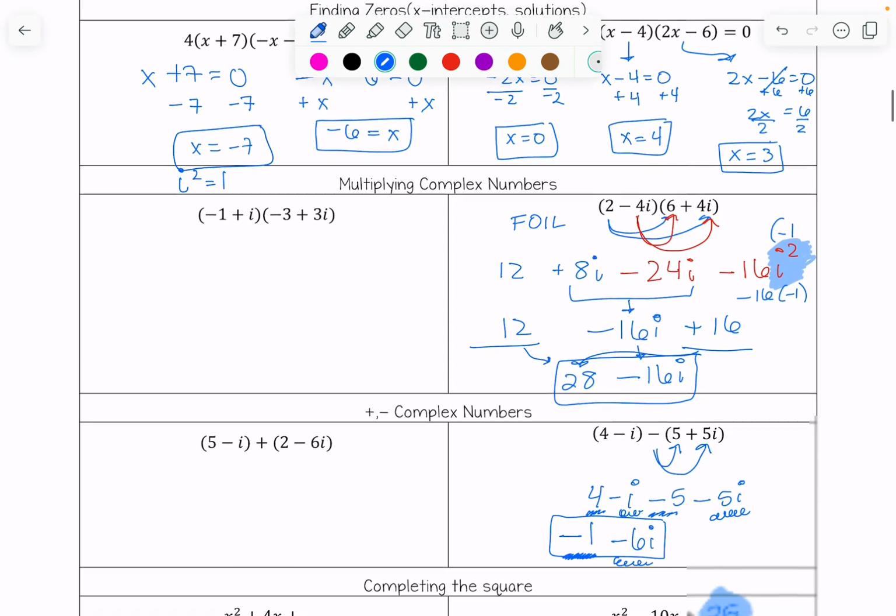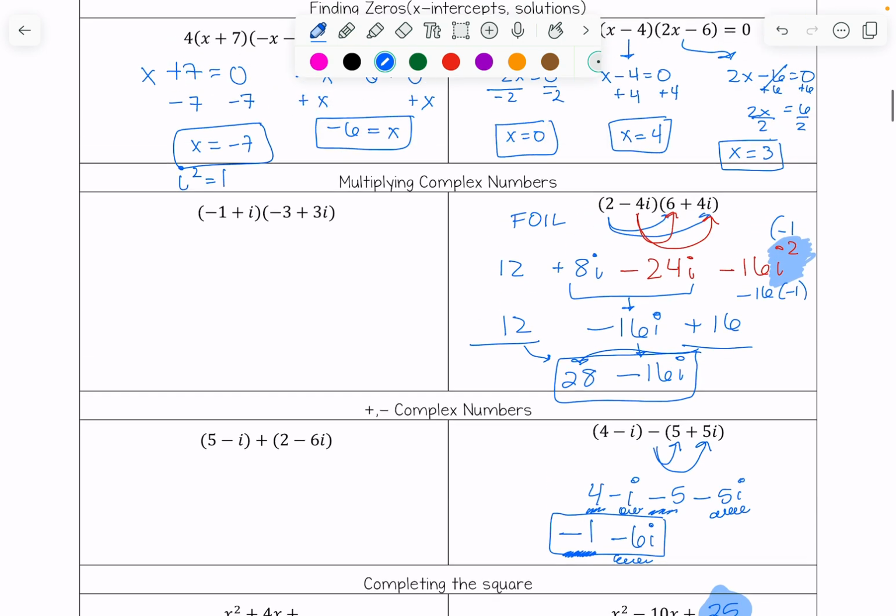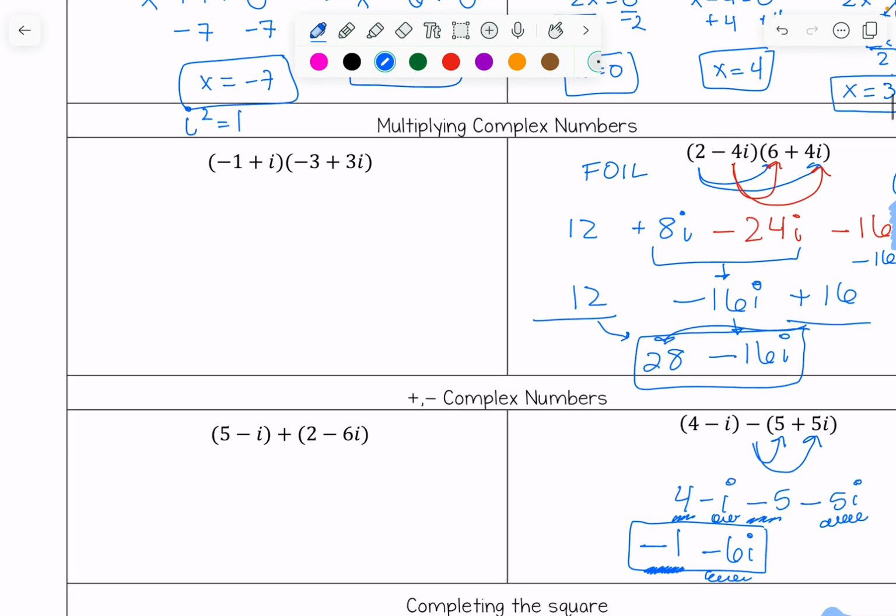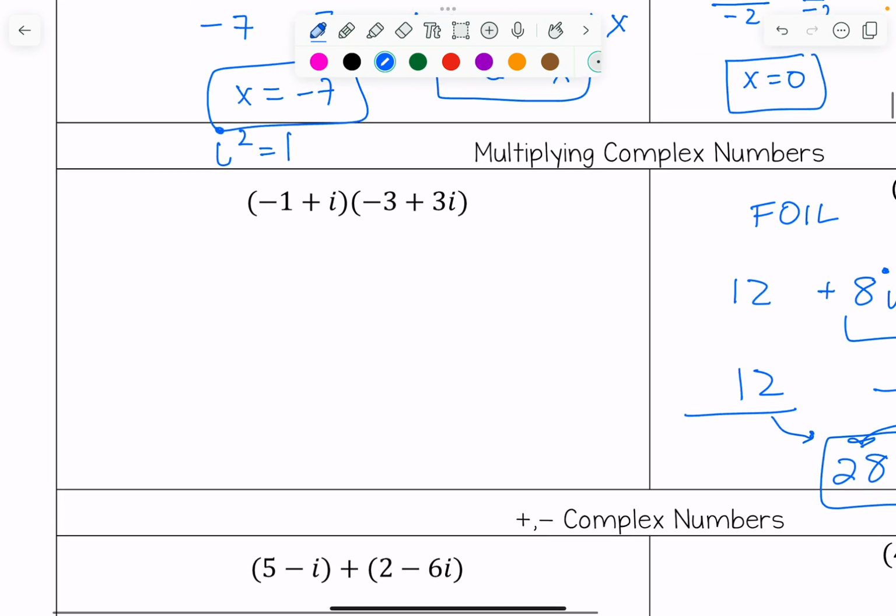Now for the next couple that we have is just complex numbers. We're almost done here. So complex numbers, you need to remember two things. You need to remember that i is the square root of a negative 1, and that i squared is negative 1. So please remember that it's a negative 1.